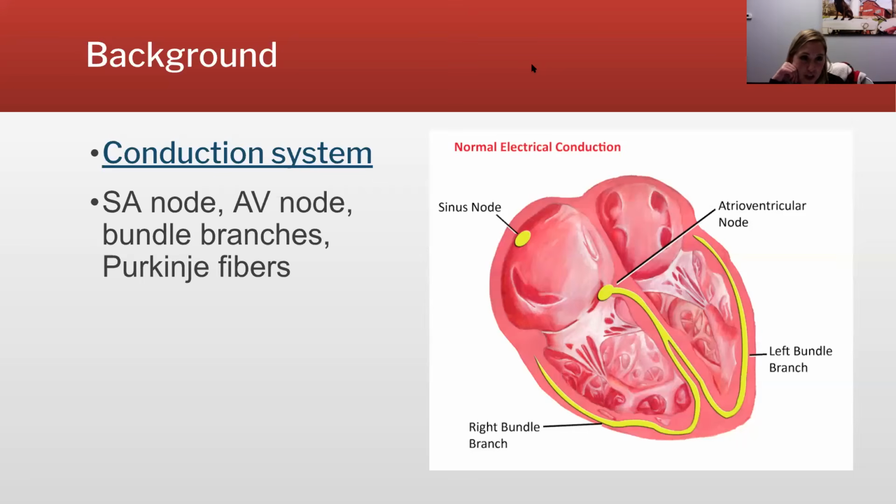Okay, so just reviewing the normal conduction system of the heart, you can see this picture here. Normally the electrical activity originates from high up in the right atrium in the area of the sinus node. Then the electrical activity goes throughout the atria, down through the AV node, which is in the middle part of the heart, and then down through the bundle branches, into the Purkinje fibers, and then to the myocardium, or each myocyte of the ventricles.